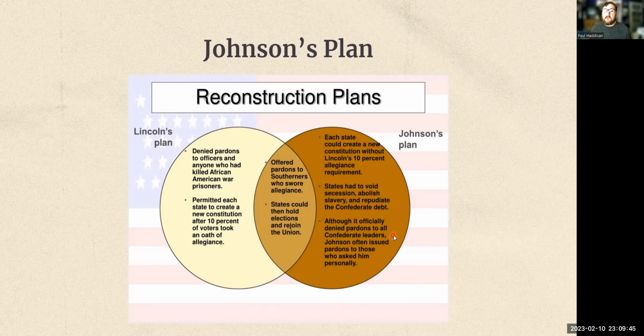He also is going to deny pardons, on paper, he's going to keep up Lincoln's denial to pardon high-ranking military and civilian leaders, but quietly he's going to do it anytime he's asked for it. So essentially, what that means is all of the Confederates get pardoned, basically. And because we get rid of this 10% rule, that also means that the people writing these constitutions now are also those former Confederate people who were pardoned by Johnson.